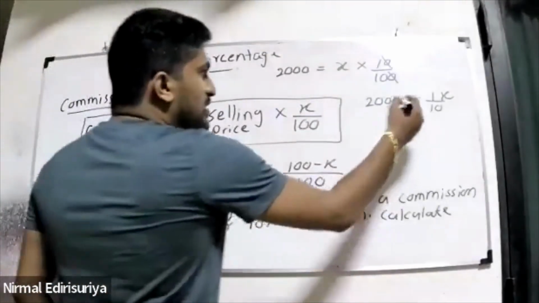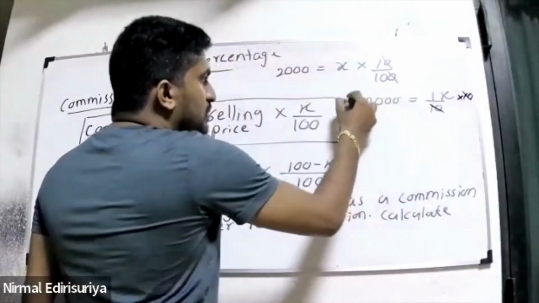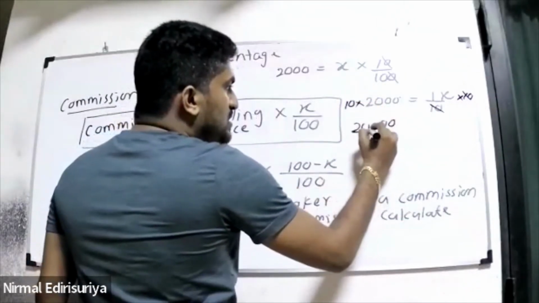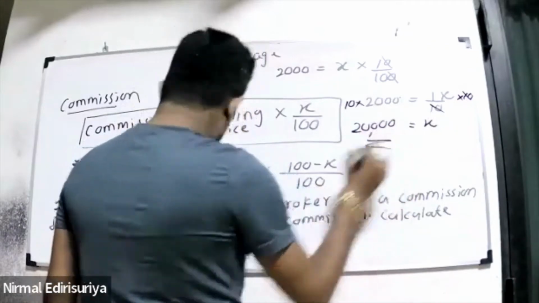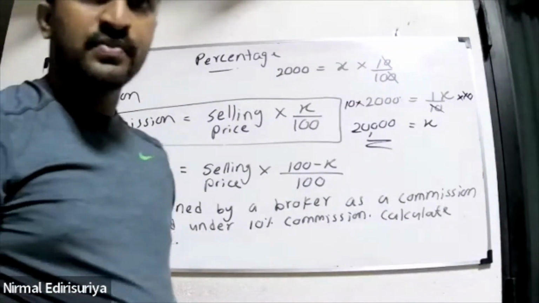Yulanga, so multiply this by 10 to remove this 10. It gives you 20,000 as the selling price of the land. 20,000 is the selling price of the land. Simple question. Did you understand?